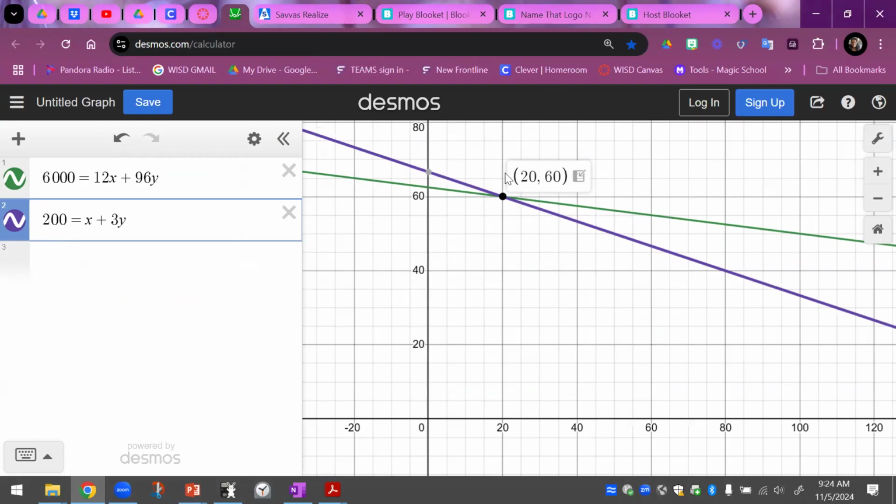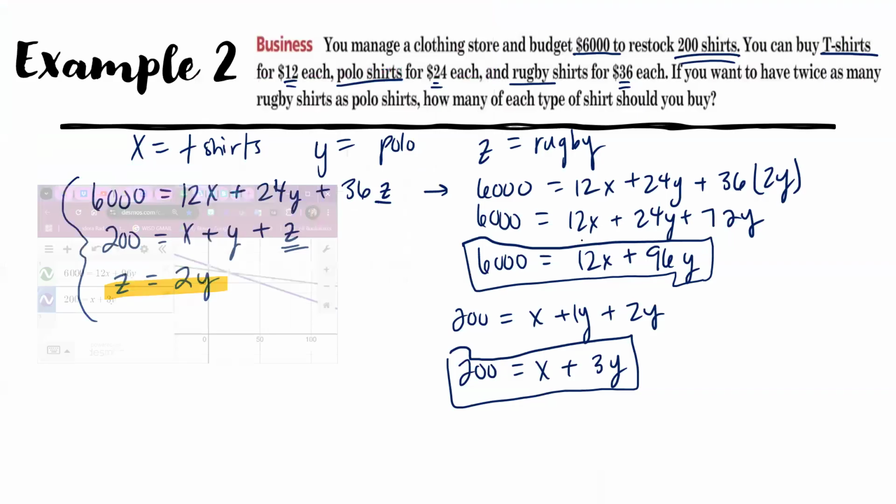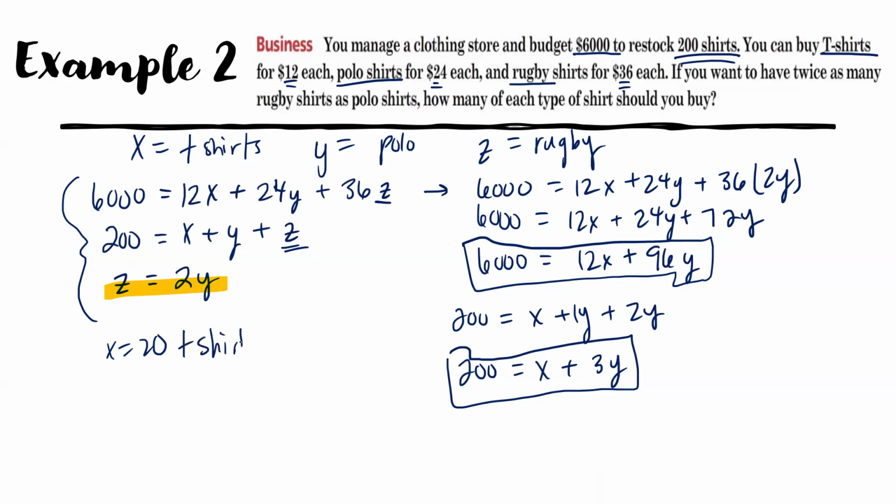All right, so we got 20 and 60 in terms of this problem. So we know x equals 20, and x represents what? T-shirts. So we need 20 t-shirts. Okay. Y was how much? 60, and that represents what? Polos. And now can I solve for Z? Yes, we can solve for Z because Z is what? Twice the 60, right? Which makes it 120 rugby shirts are needed.